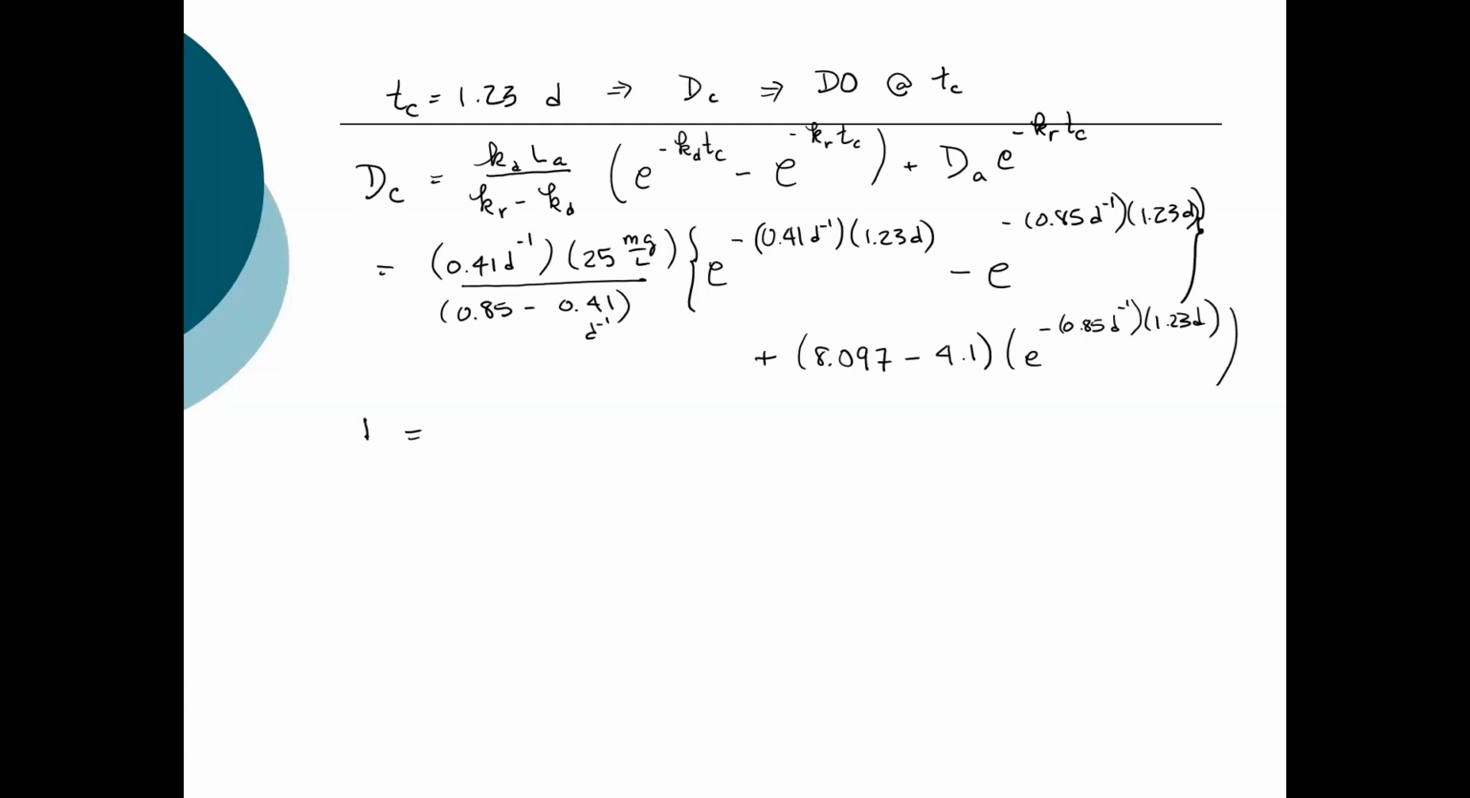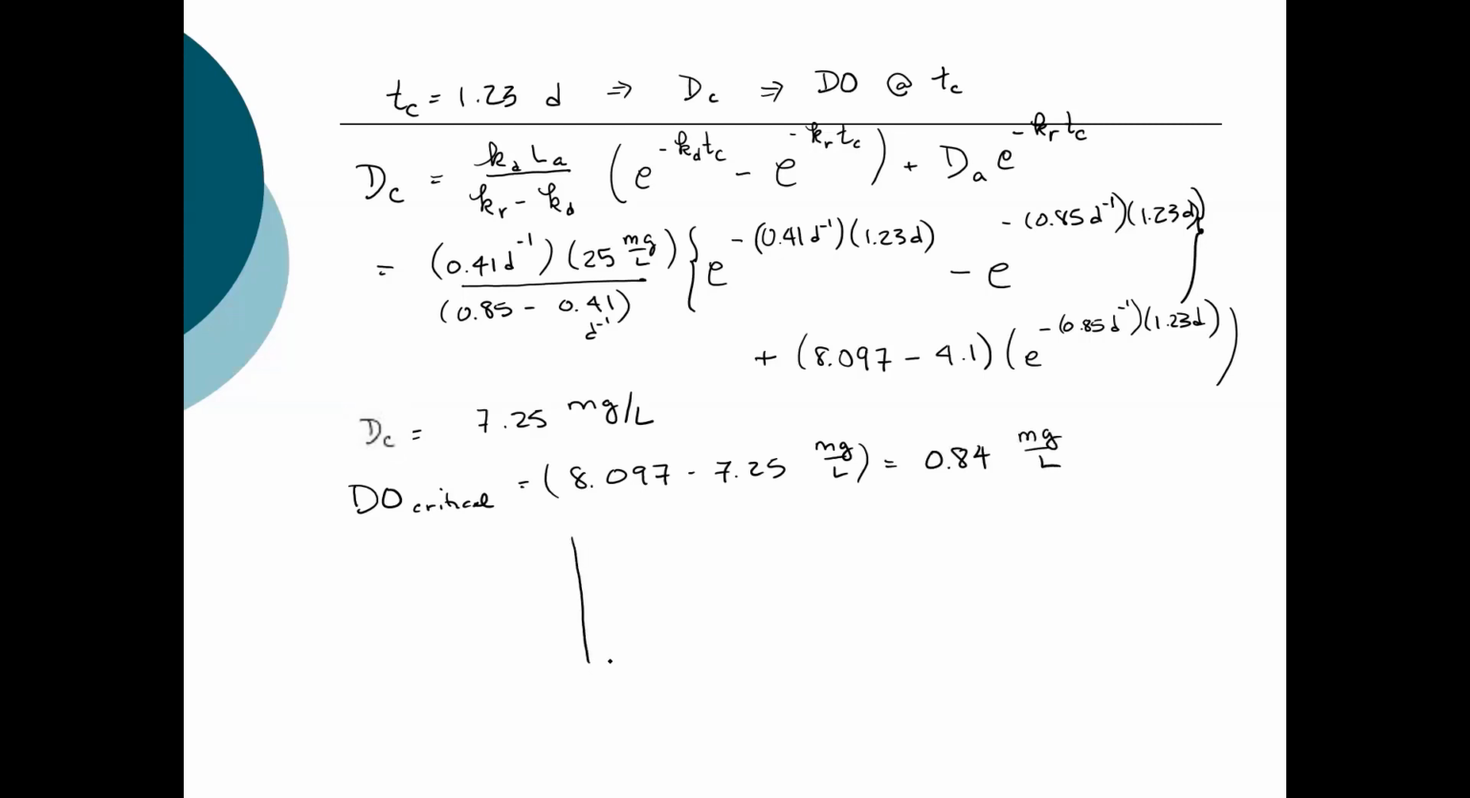And calculating the deficit is 7.25 milligrams per liter, and the DO at the critical time is equal to 8.097 minus 7.25 milligrams per liter, or 0.84 milligrams per liter.